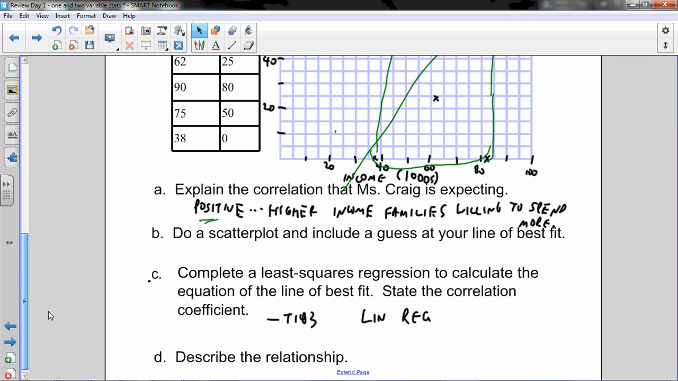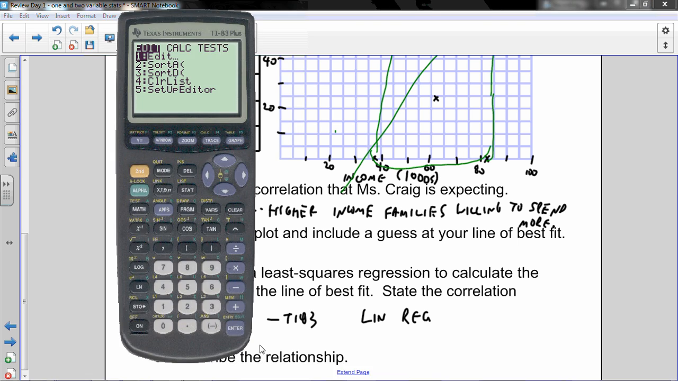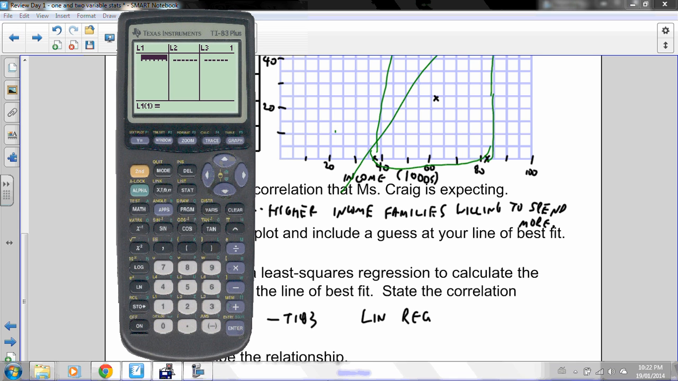It says complete a least squares regression to calculate the equation of the line of best fit, and state the correlation coefficient. Okay, well, how do we do this? Well, we fire up the TI-83. And notice I've still got all my data from before in there. So what I'm going to do, remember you press clear and then enter to get rid of that. Clear and enter, and then you start putting the data in. I'm going to pause my video to put the data in, and you can do the same. Hopefully you're following along somehow. All right, bam, there's my data.